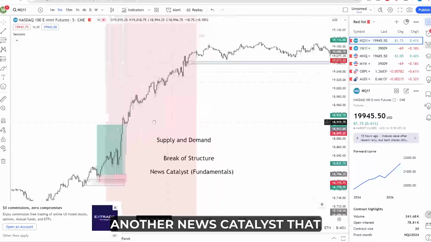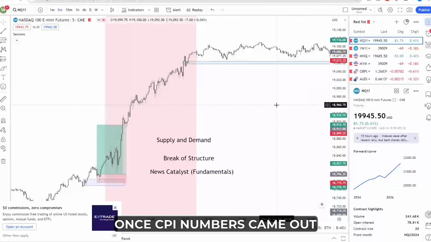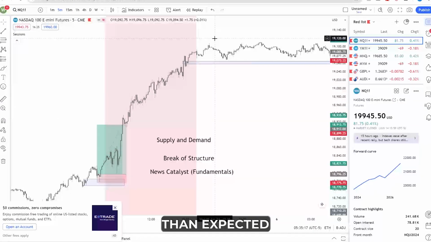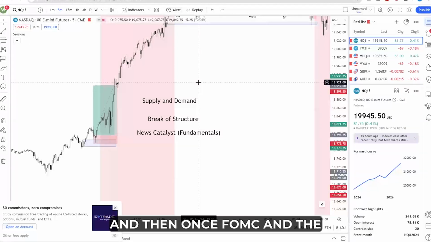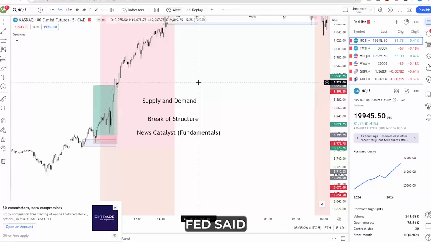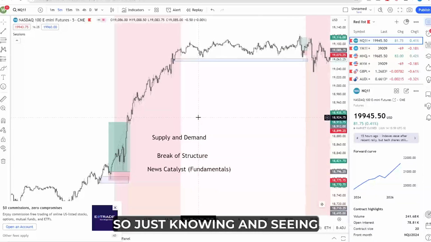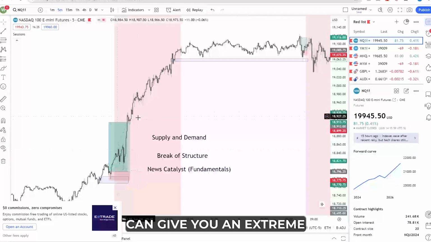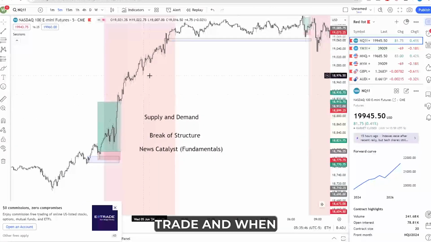Another news catalyst that came out the other day was CPI. Once CPI numbers came out and they came out lower than expected, same thing for PPI, the dollar sold off heavily. And then once FOMC and the Fed said they're not gonna lower rates, they're gonna keep them high, the dollar rallied back up. So just knowing and seeing how these different news events play into trading can give you an extreme advantage and know when to trade and when not to trade.